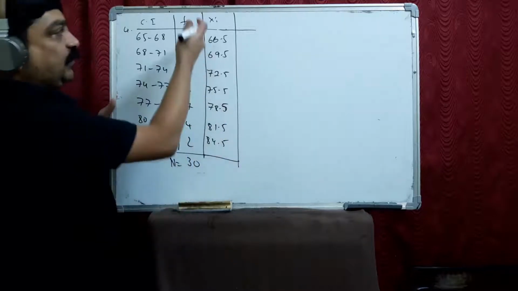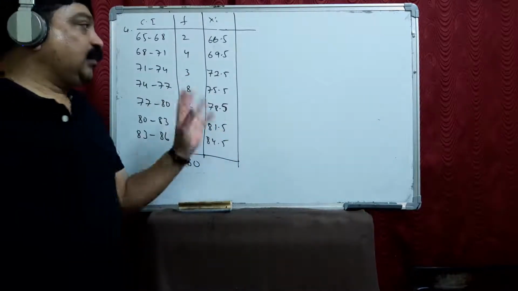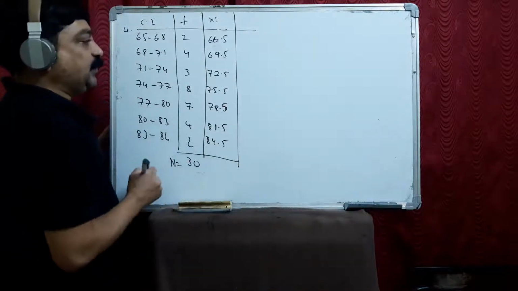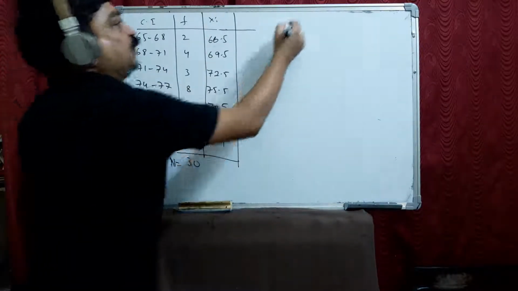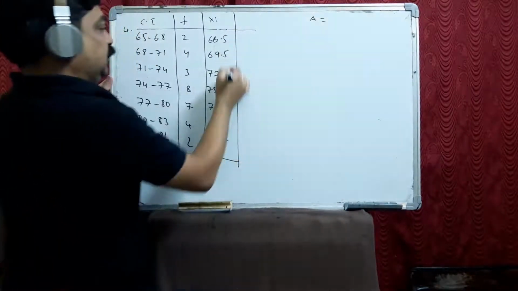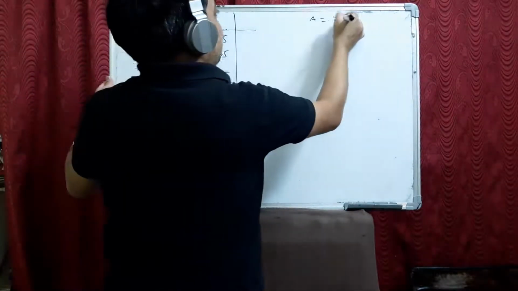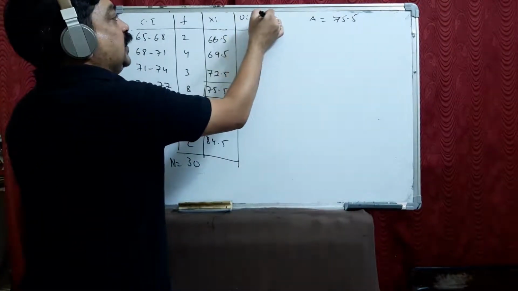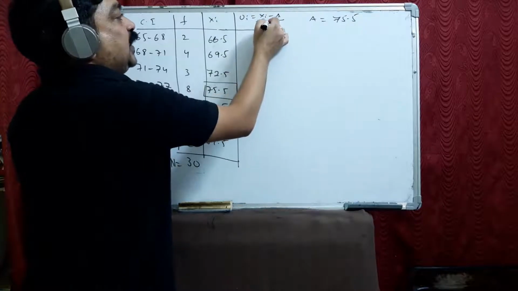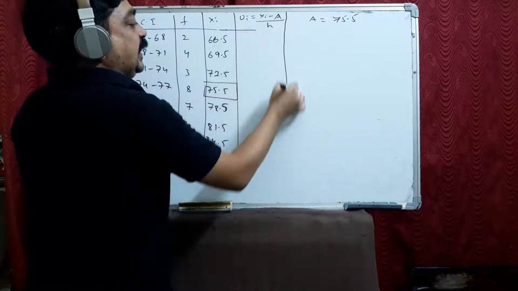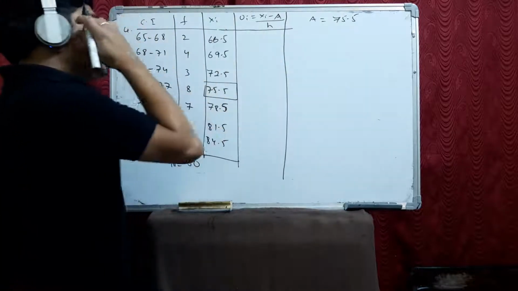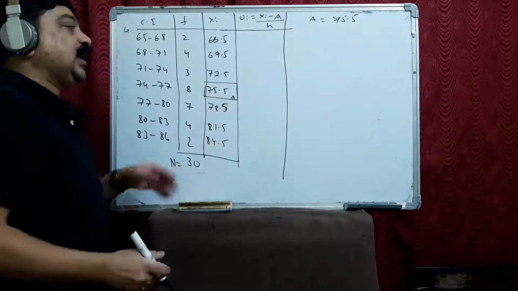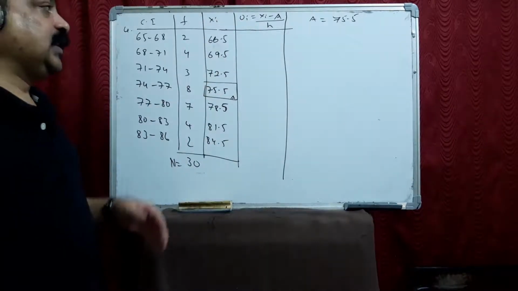This is xi. The values look very odd and we can't multiply easily. Even if you multiply, it becomes bigger. So let us go with the step deviation. For step deviation, we have to choose the middle one as usual. What is capital A? Let us choose this, 75.5. After choosing this, we have to find out u. In the case of assumed mean it is d, and here it is u. u is xi minus A by h. You choose A also from the x's only, and we find u as xi minus A by h.